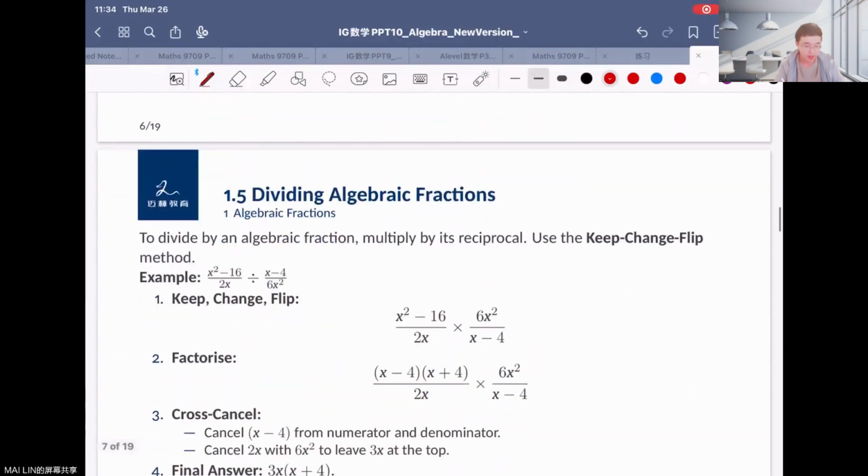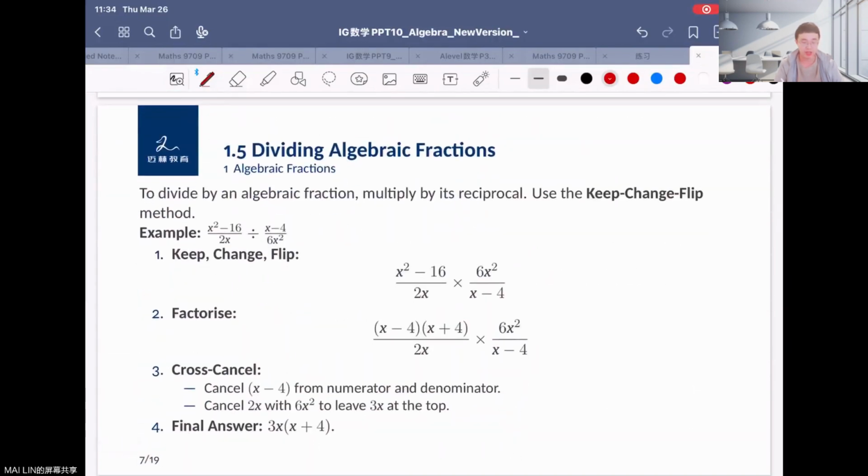Okay, also here are some dividing algebraic fractions. So we know that 1 over 2 divided by 1 over 3 equals 1 over 2 times 3 over 1, right? So we just flip it and make it become a reverse. Also for here, for example, x squared minus 16 over 2x divided by x minus 4 over 6x squared. Now you first keep the first term and then flip the second fraction, right? So the denominator 6x squared becomes the new numerator, and the numerator before becomes the latest denominator.